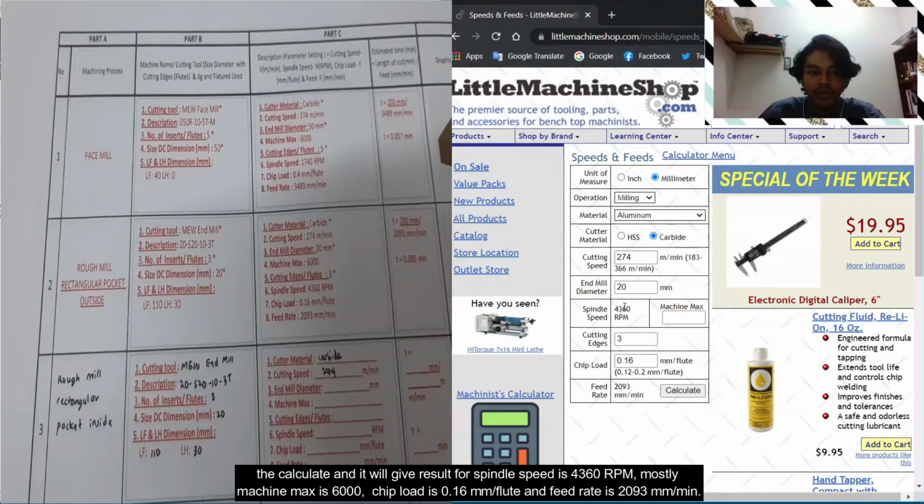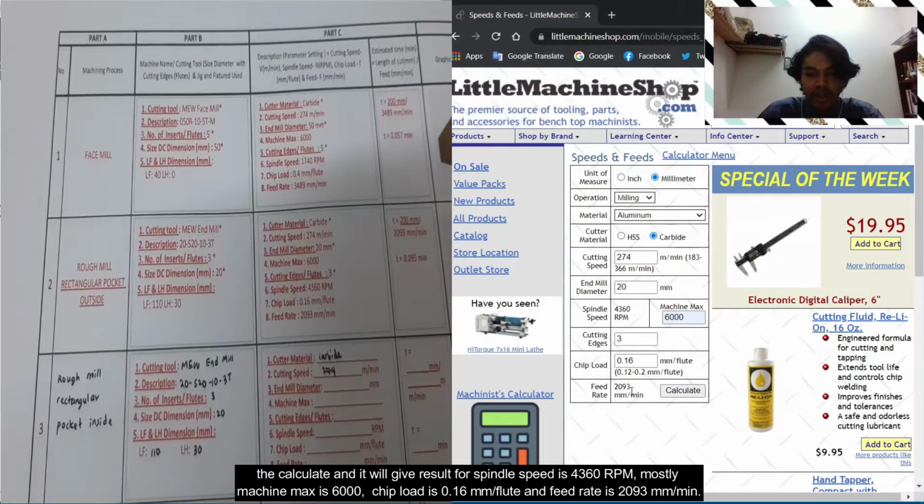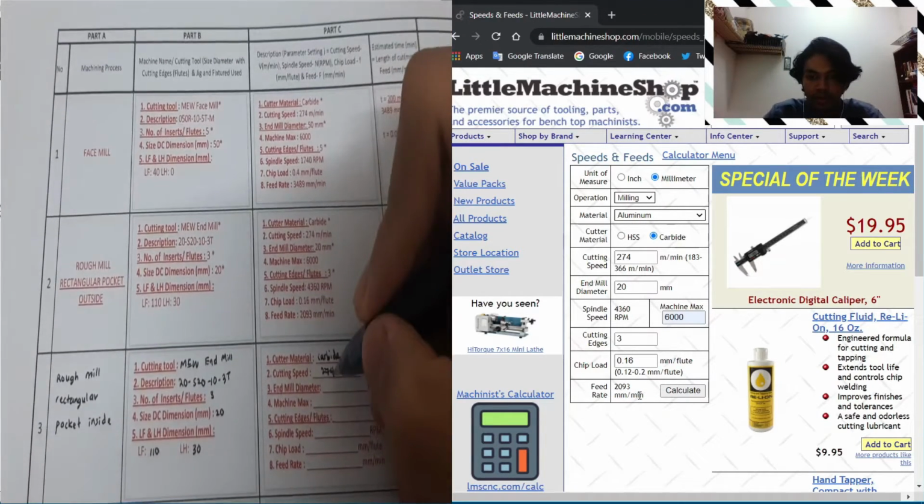It will give the result for spindle speed. The spindle speed is 4360 rpm, and the machine max is 6000. The chip load is 0.16 mm per flute, and the feed rate is 2093 mm per minute.